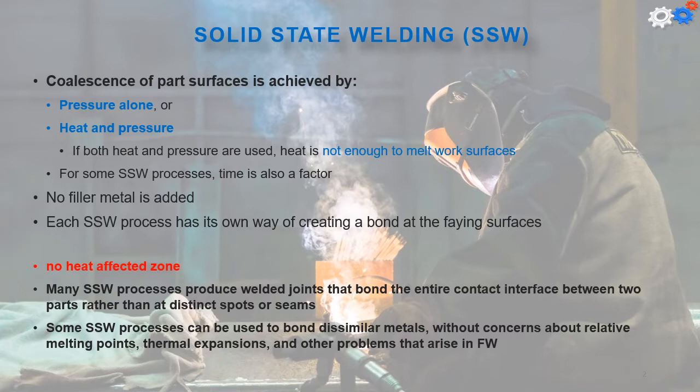Some of the solid-state welding processes can be used to bond dissimilar metals without concerns about the relative melting points, thermal expansions, and other problems that arise in fusion welding.